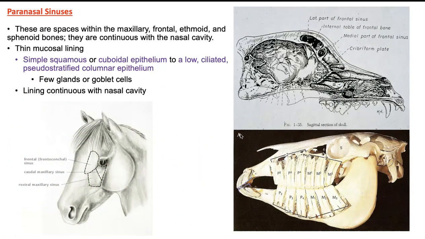Right. Paranasal sinuses, from anatomy, are present in certain bones of the skull, such as the frontal bones and also the maxillary bones. And the paranasal sinus, as you know, is connected with the nasal cavity, and is lined by simple squamous or cuboidal epithelium until it becomes pseudostratified columnar epithelium as respiratory epithelium. And this has ducts which have glands or goblet cells, right? And usually the lining continues with the nasal cavity, because there is some connection between the paranasal sinus and the nasal cavity.